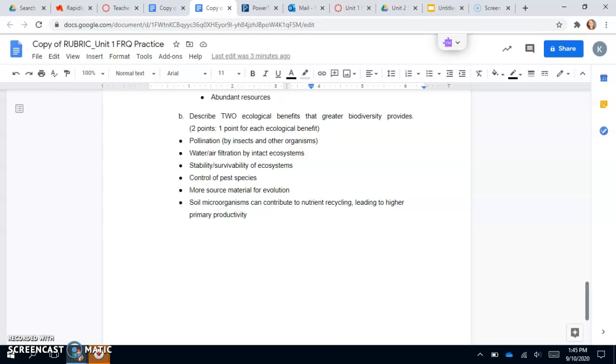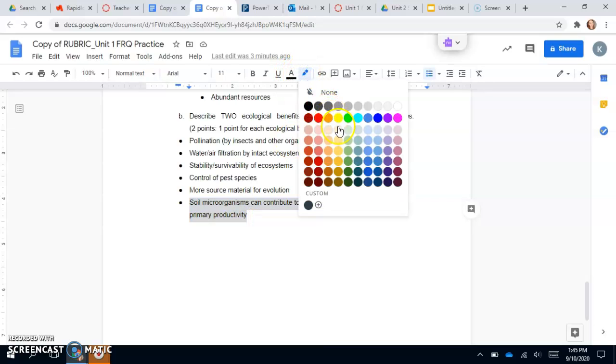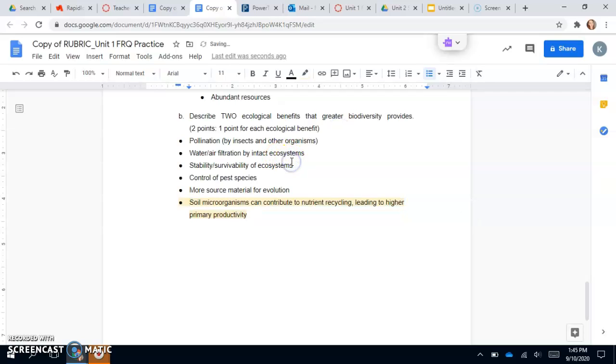So describe 2 ecological benefits that greater biodiversity provides. You could say pollination, water and air filtration by intact ecosystems, stability and survivability of ecosystems, control of pest species, more source material for evolution, and soil microorganisms that can contribute to nutrient recycling, leading to higher primary productivity. For you guys and what we've been over so far, I would say the soil organisms would maybe be one that's on your radar. Also, probably survivability and stability of ecosystems.